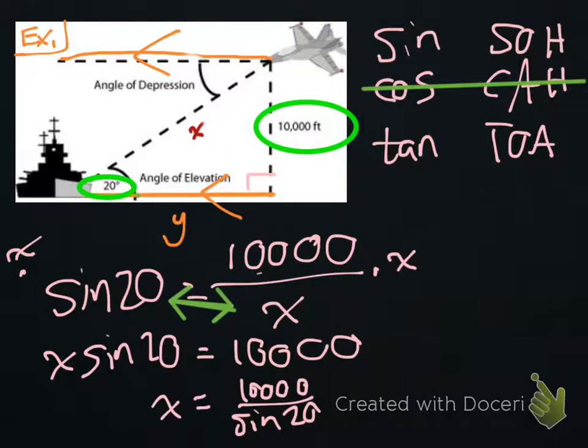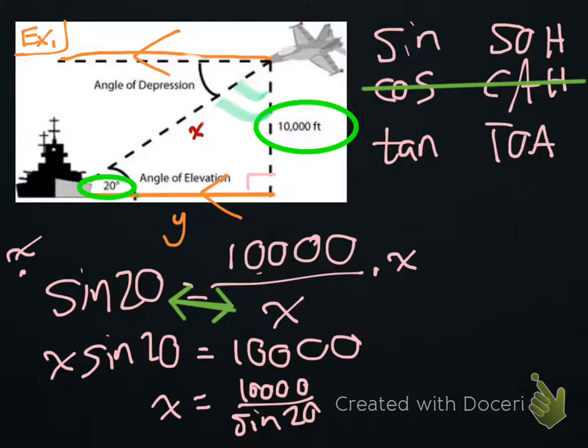Hopefully you realize that it should be more than 10,000 feet, because the 10,000 is opposite 20 degrees, which is a smaller angle than this other angle here, which is 70 degrees. They're not congruent. Anyway, if you want to plug it into your calculator, go ahead, but I'm more concerned about exact answers. You might hear my dog in the background walking around. That's neither here nor there.